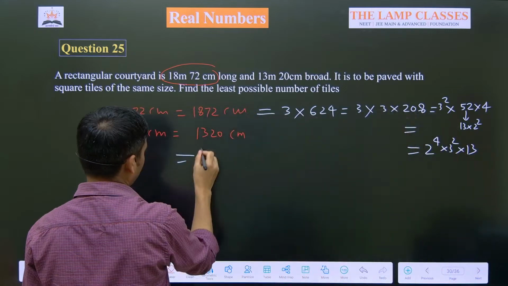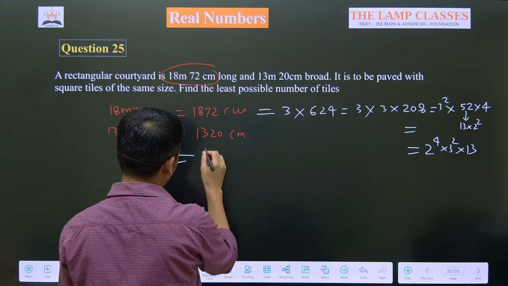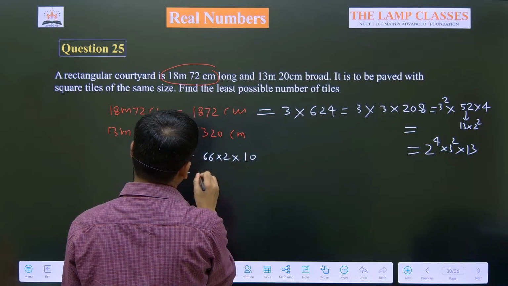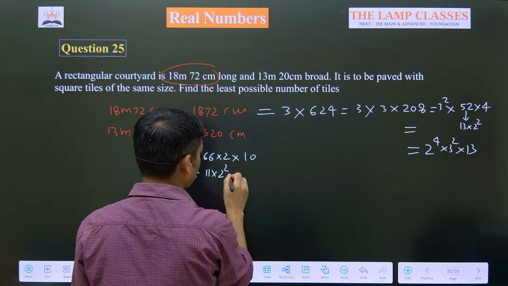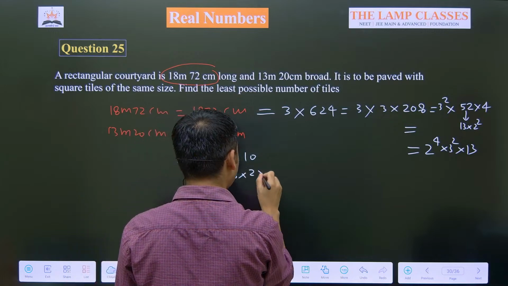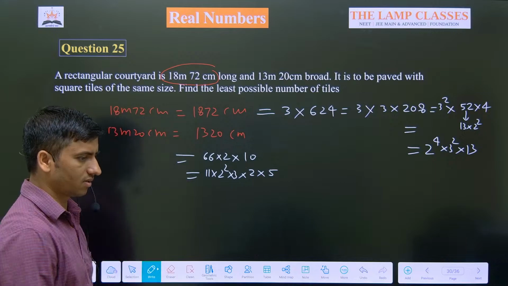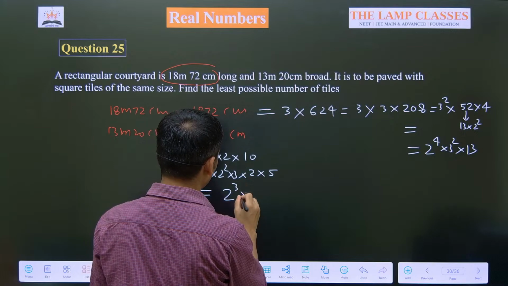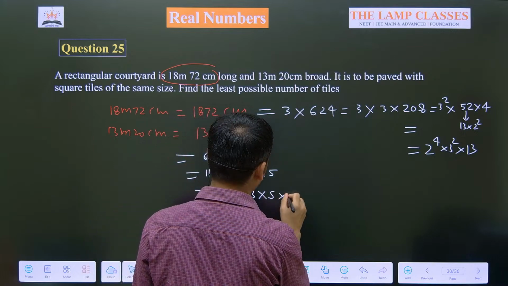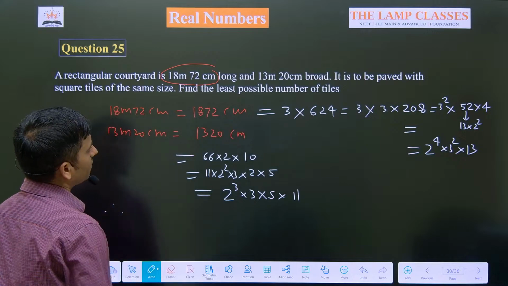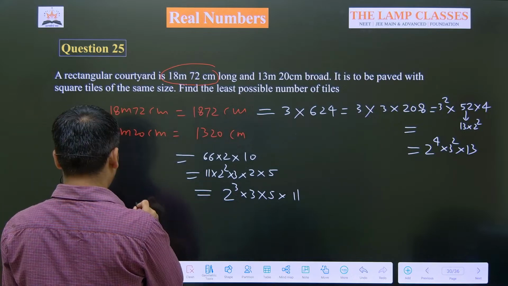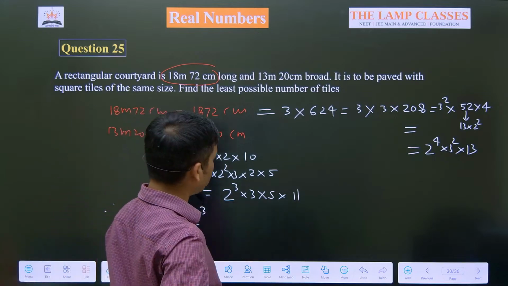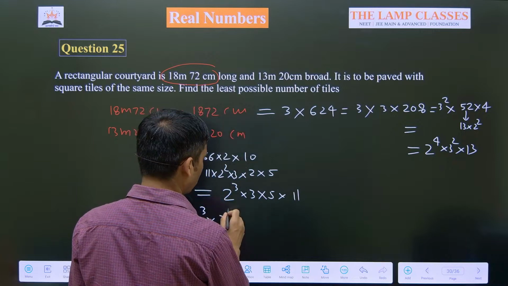And 1320, 132, right? So it can take 66 into 2, into 10, 11 into 2 square into 3. This prime factorization you guys can do on the rough page and directly write the final answer, which is 2 raised to 3 into 3 into 5 into 11. Therefore, the HCF of these numbers has to be the smallest power of 2, which is 2 raised to 3. Then we have 3 raised to 1.